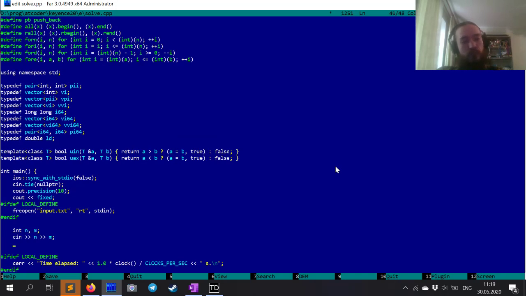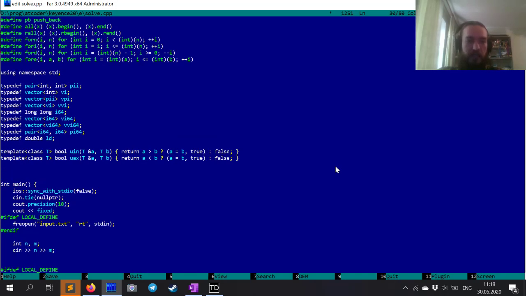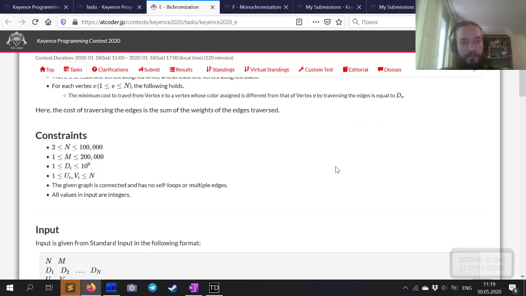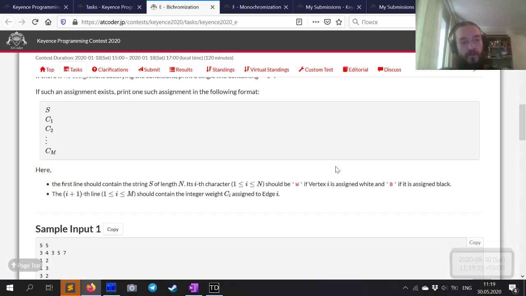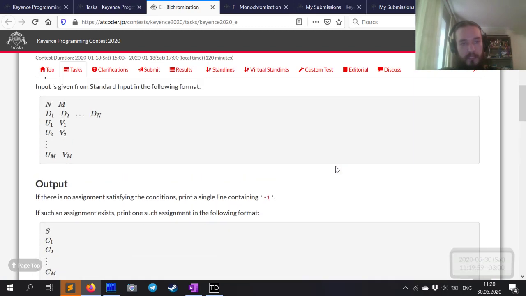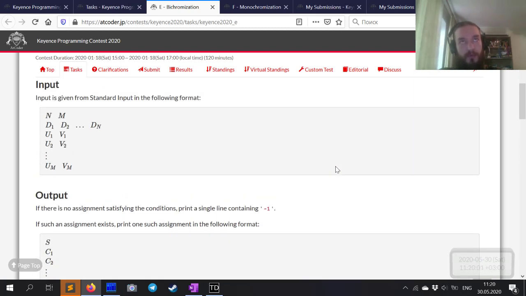Okay, so let's introduce some graph stuff. And so this is the size of arrays for vertices. So what are the arrays? The order of edges is kind of important here. The order of edges is important.